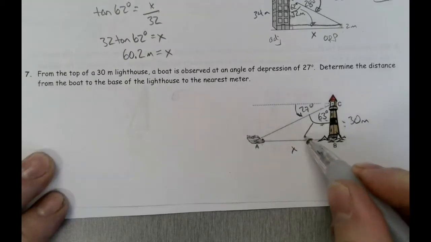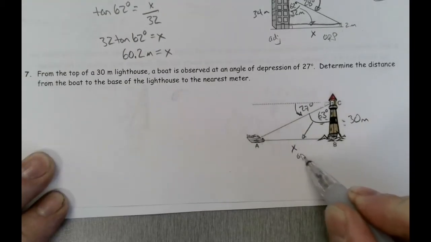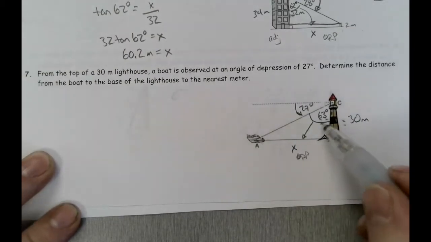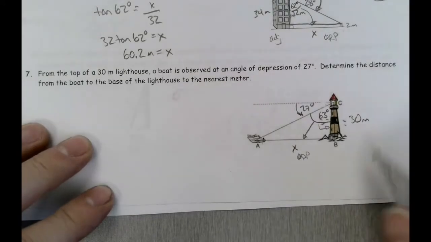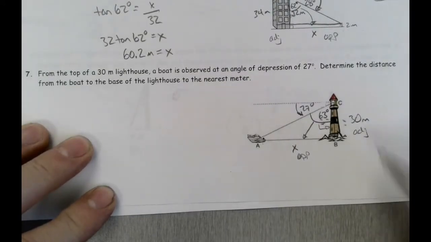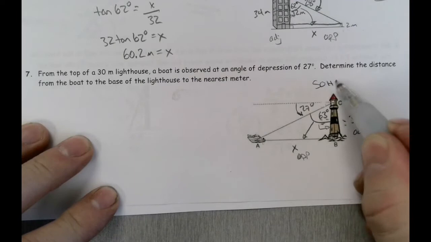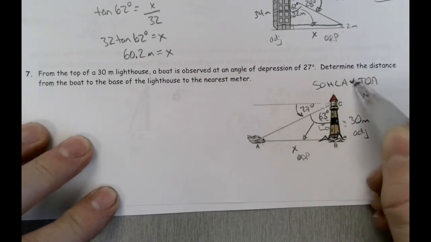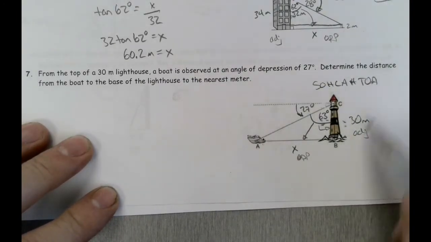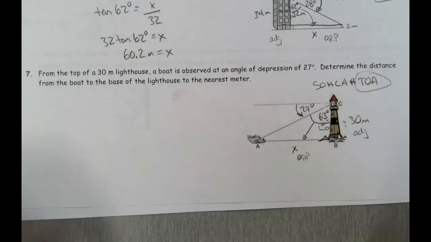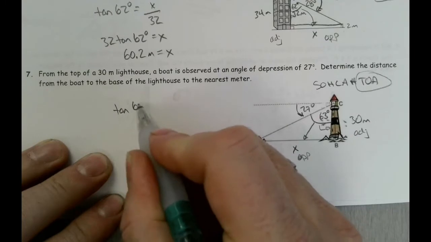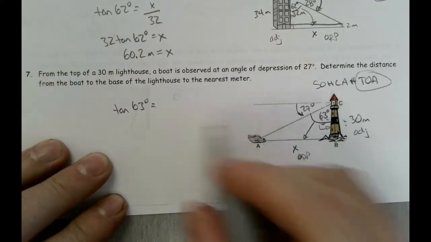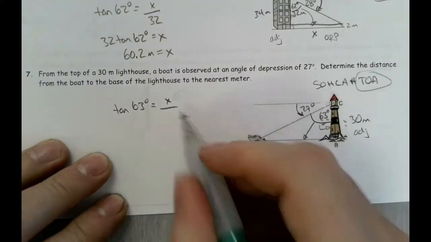I know that the side over here is going to be the opposite side, and I know that the side over here, the height of the triangle, the height of the lighthouse really, is going to be my adjacent side. SOHCAHTOA. So which one puts together the opposite and the adjacent? Tangent. So the tangent of 63 degrees is going to equal the opposite, x, over the adjacent, 30.